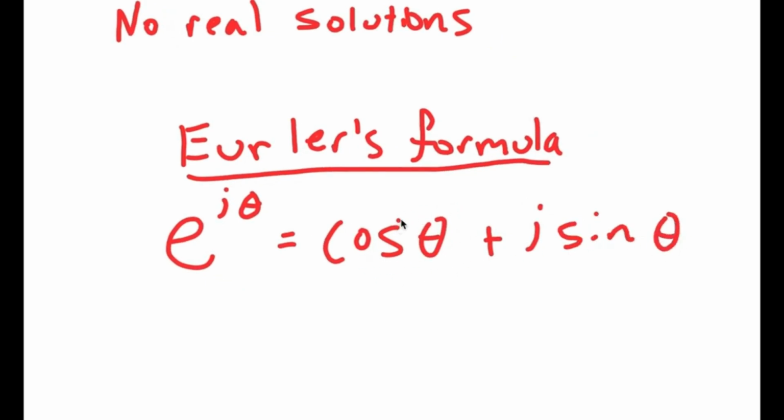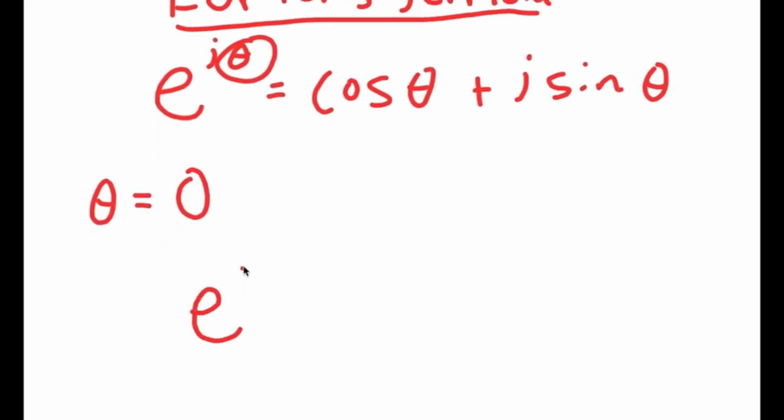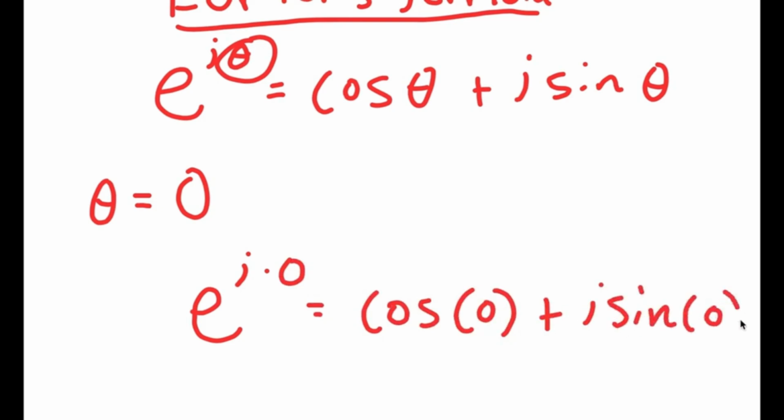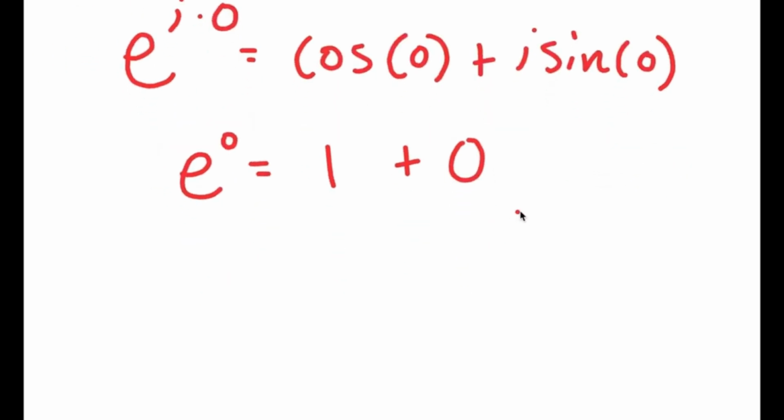And I know this may seem a little complicated right now, but just bear with me. So let's say that theta here is equal to 0. So if theta equals 0, then I get e to the power of i times 0 is equal to cos of 0 plus i times sine of 0. So then I get e to the power of 0 is equal to 1, cos of 0 is 1, plus sine of 0 is 0, and 0 times i is 0, so 1 plus 0. And e to the power of 0 is 1, so I get 1 is equal to 1 plus 0.